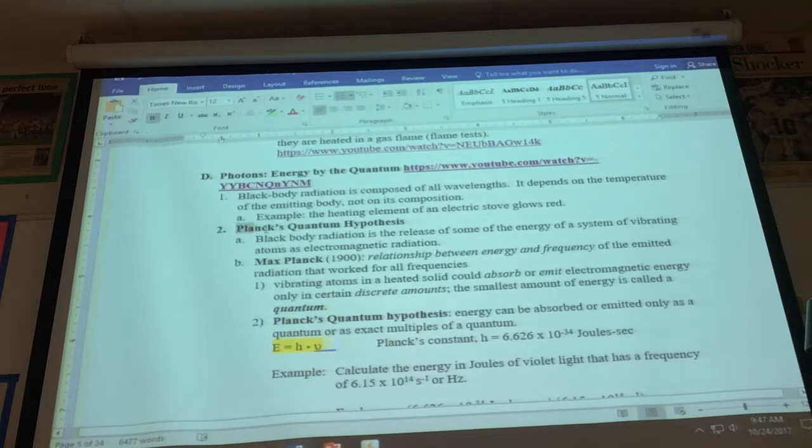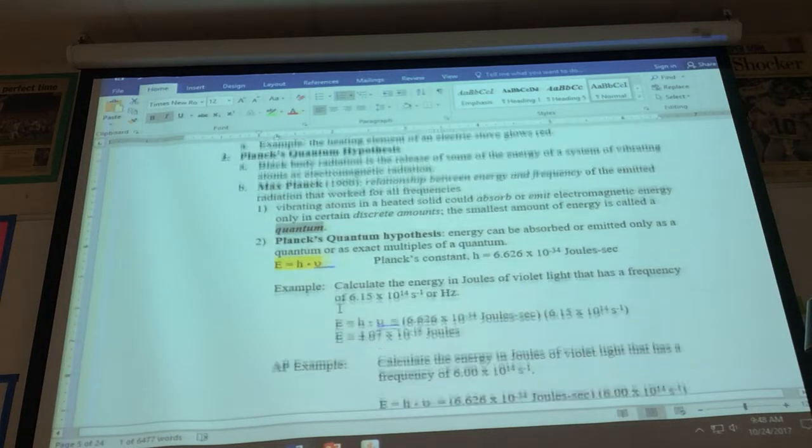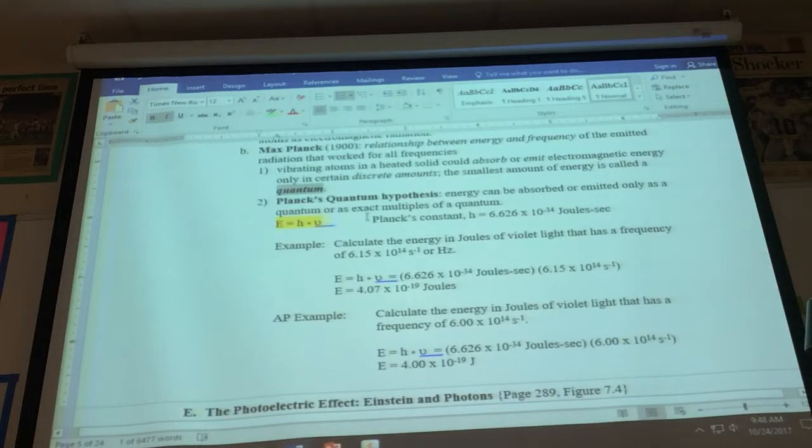First thing we're going to take a look at is Planck's quantum hypothesis. It says black body radiation is the release of some of the energy of a system of vibrating atoms as electromagnetic waves. And what Max Planck was able to establish is there is a direct relationship between energy and the frequency of emitted radiation, and it works for all frequencies. We can see either the absorption or emission of electromagnetic energy, and it's always in discrete amounts. The smallest amount of energy is called a quantum, and that's going to lead him to his quantum hypothesis. Energy can be absorbed or emitted only as a quantum or as an exact multiple thereof.